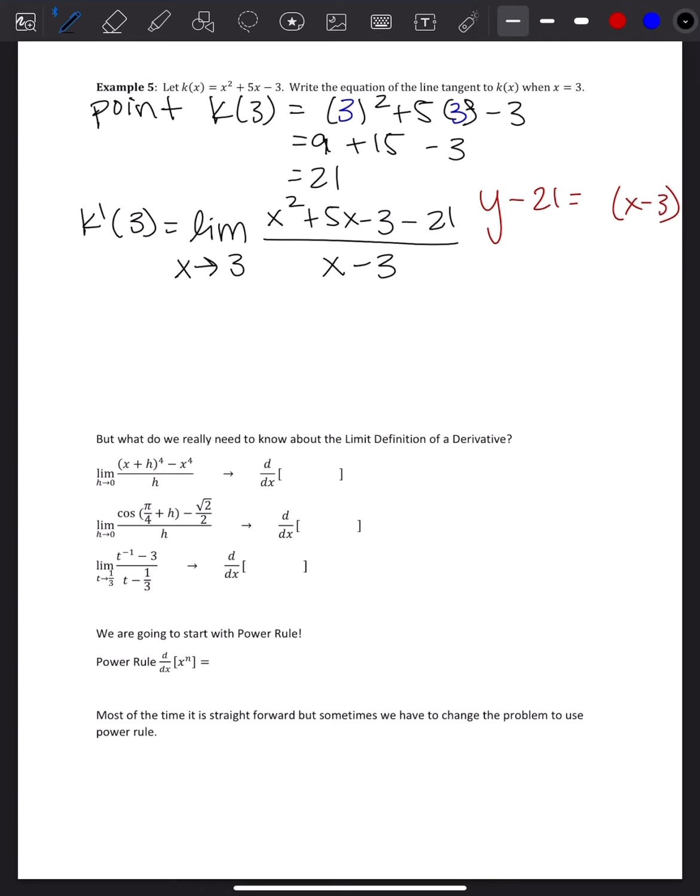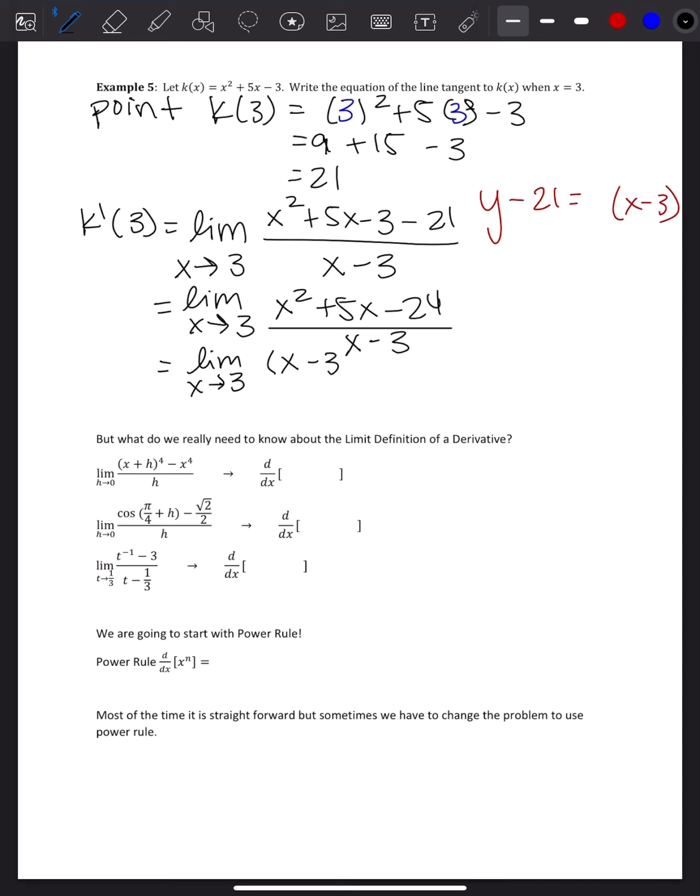And then we're just going to use what we know about limits. So the limit as x approaches 3 of x squared plus 5x minus 24. I'm just simplifying it down. Now what we're going to do is factor it to try to get a common factor with x minus 3. Thankfully, x squared plus 5x minus 24 is x minus 3 times x plus 8. And I know that because 8 times negative 3 is negative 24, and 8 minus 3 is 5.